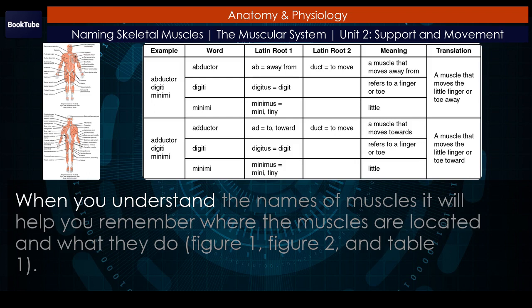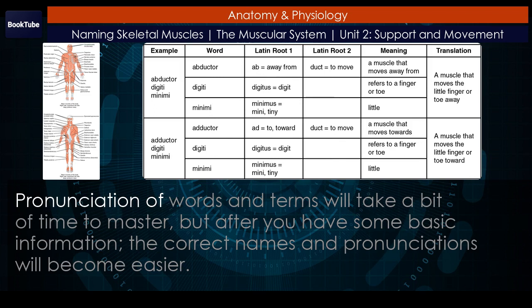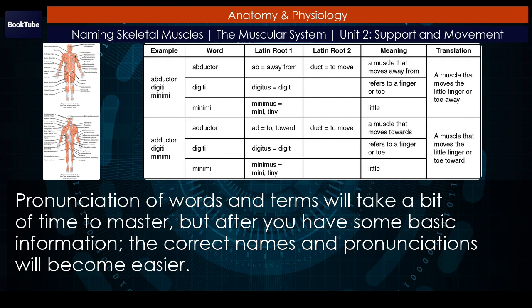When you understand the names of muscles, it will help you remember where the muscles are located and what they do. Figure 1, Figure 2, and Table 1. Pronunciation of words and terms will take a bit of time to master. But after you have some basic information, the correct names and pronunciations will become easier.